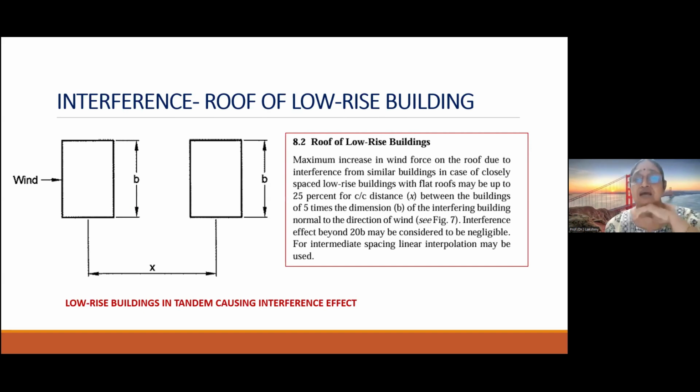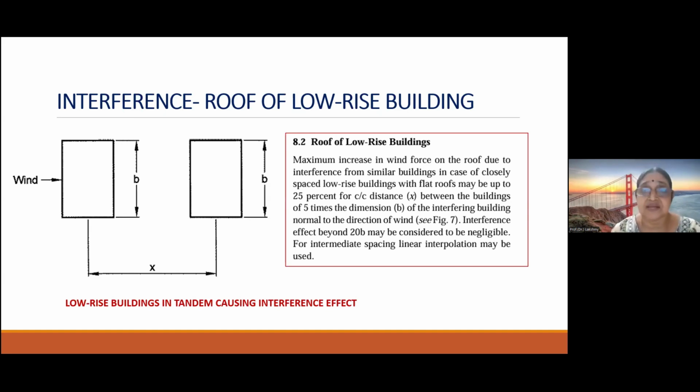But if we have closely spaced buildings, then the maximum increase in the wind force on the roof is due to interference from a similar building, in the case of closely spaced low-rise buildings with flat roof. Kindly see that this is applicable only for flat roof. That may be 25% for a center-to-center distance between the buildings of 5 times the dimension, that is up to 5B, it can be up to 1.25 times. So that is only for the flat roof of the building.